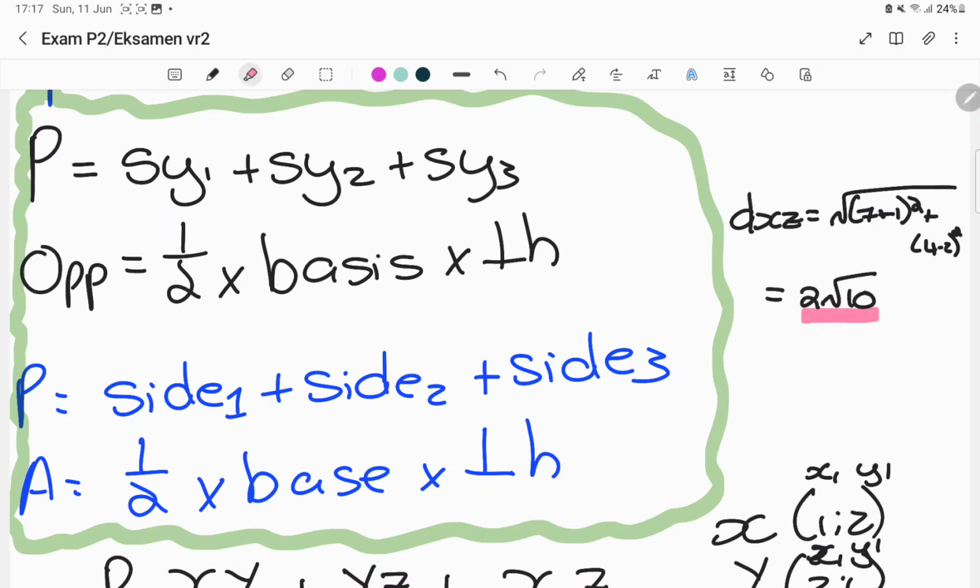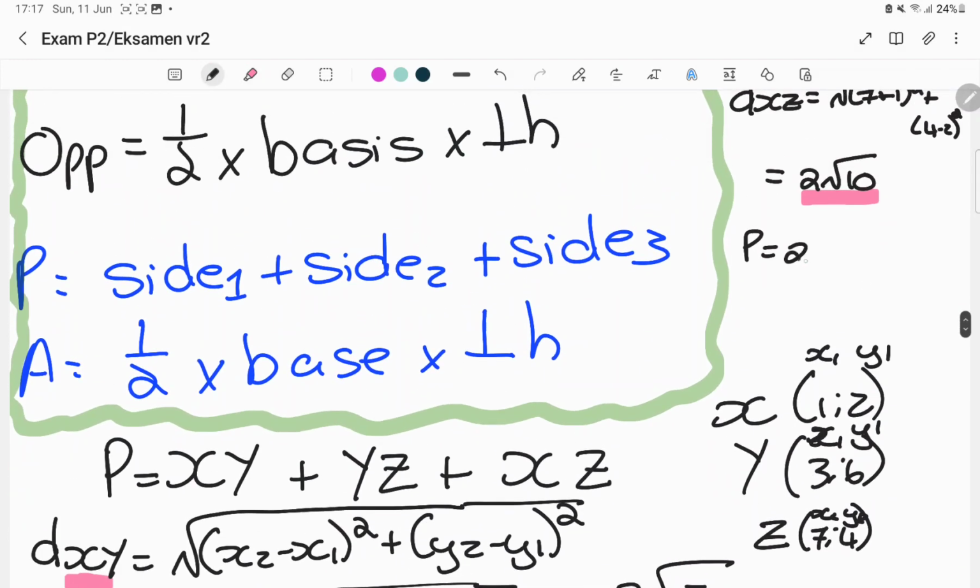Alright, so now to work out the perimeter, om die omtrek uit te werk, I have to take these three lengths, so 2 root 5, plus it with my second side, which is also 2 root 5, plus it with my last side, which is 2 root 10. And if I do that on my calculator, I will get a perimeter, 'n omtrek van, if you make it a decimal, 15,27 units.